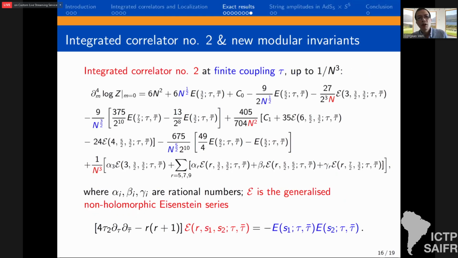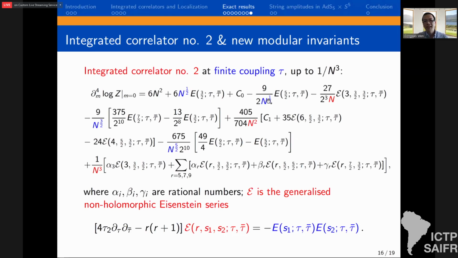Okay. As I promised, now I will discuss the other integrated correlator, namely where you take the partition function and take four derivatives with respect to the mass. This one turns out to be a bit harder to compute. Right now we don't have an expression for this integrated correlator at finite N, but nevertheless, in our earlier work, we computed this integrated correlator in the large N expansion, but at finite coupling. That's the expression we found up to order 1 over N to the q.